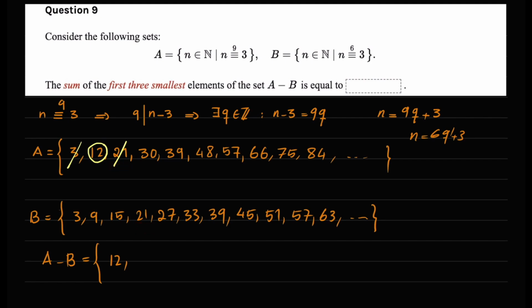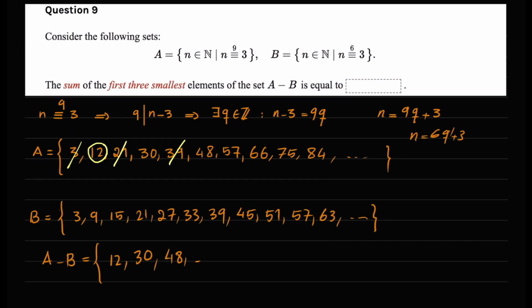The next one, 30. Can I write 30 here? Yes, 30 I can write it, because 30 is here but not here. 39 I cannot write, so I have to eliminate that because 39 appears here and there. But 48 I can. 48 is not in my list, and then I would write 48 here.